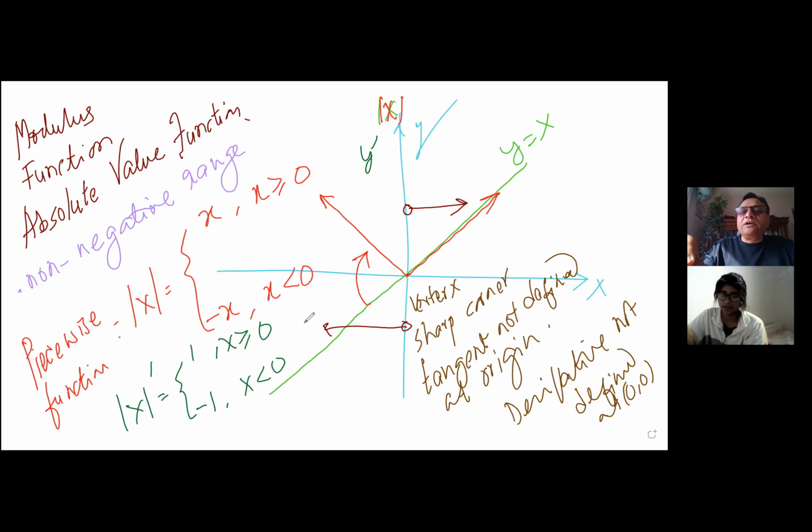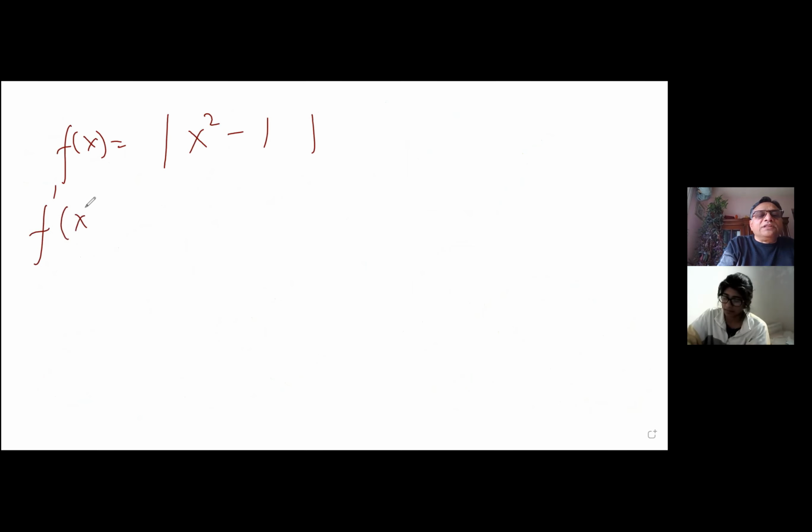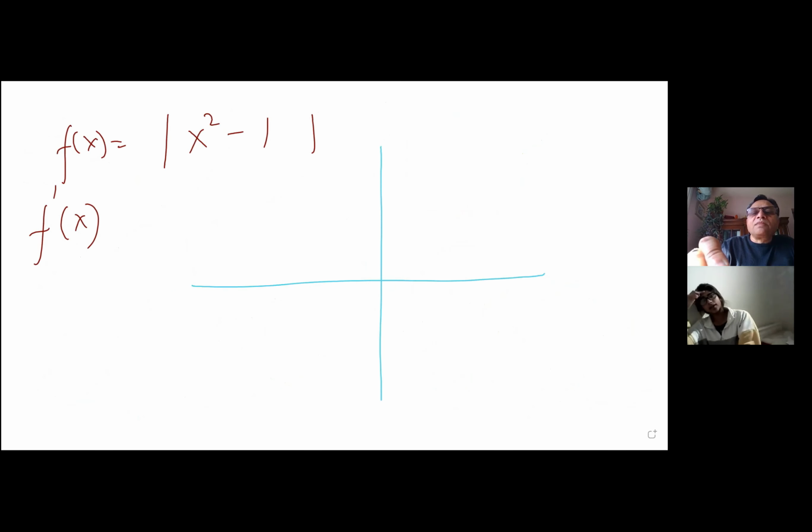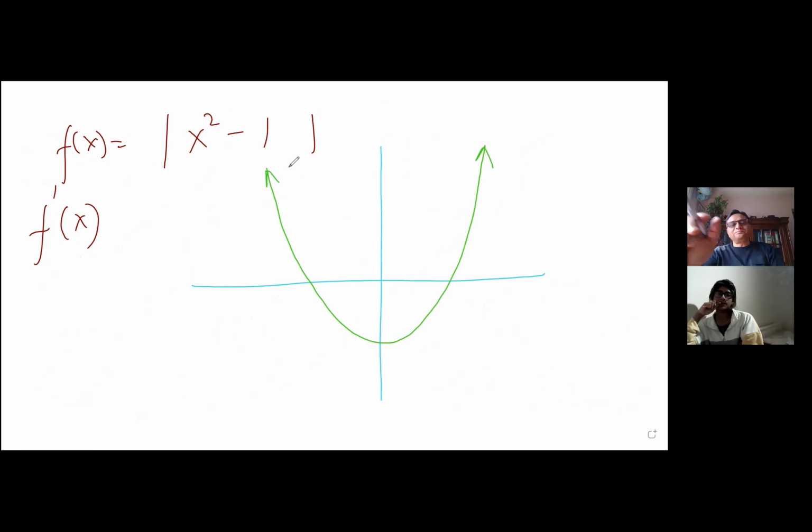So I'm wiping off all this, okay? Okay, now, there you go. So we have this function, let's say f of x is equal to absolute value of x squared minus 1. I want you to sketch the derivative of this particular function, x squared minus 1, absolute value. Can you help me, please? 2x. Absolute value is 2x. Okay.